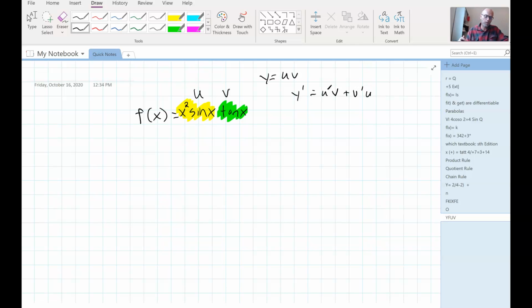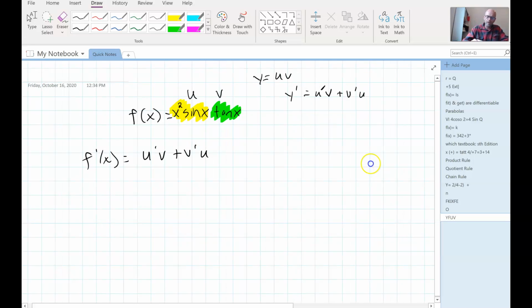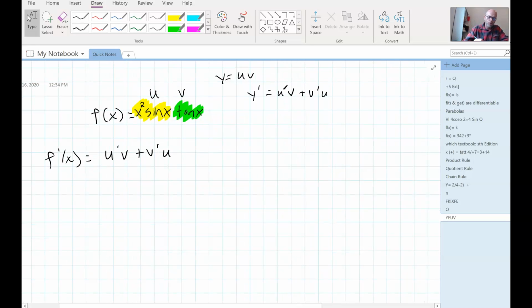So I just decided that to find this derivative, I'm going to use the product rule, and x squared sine x is my u, and tangent x is my v. That means f prime of x, the derivative of f, would have to be u prime v plus v prime u. And in case you haven't picked this up in earlier videos, when I say u prime, I really mean du dx. It's just a quicker way to write it.